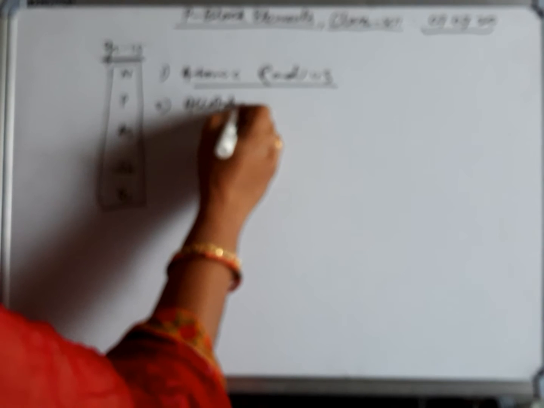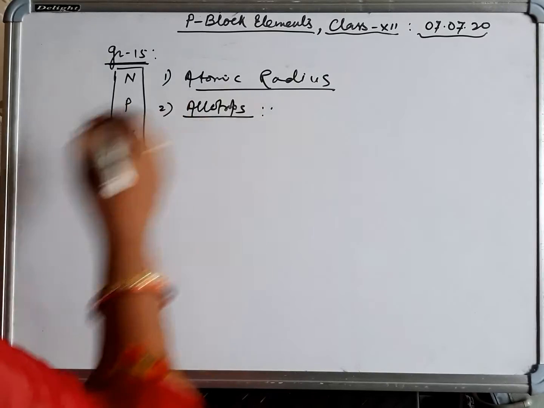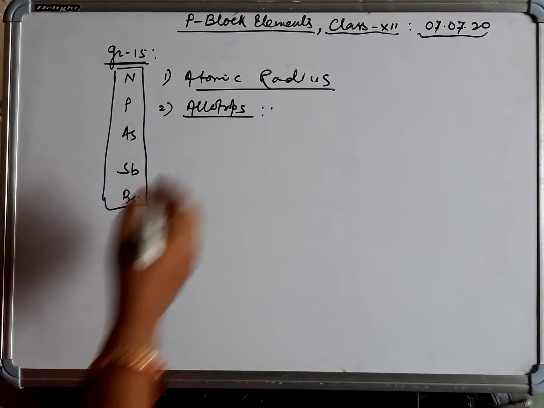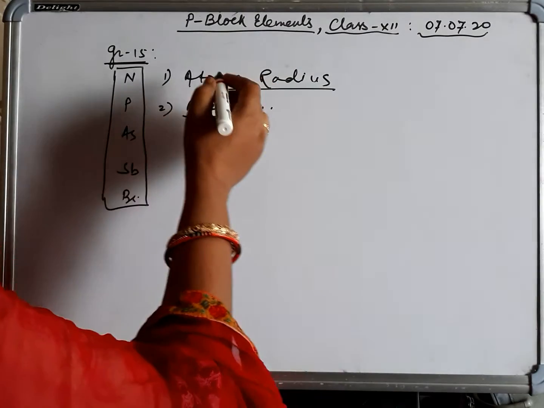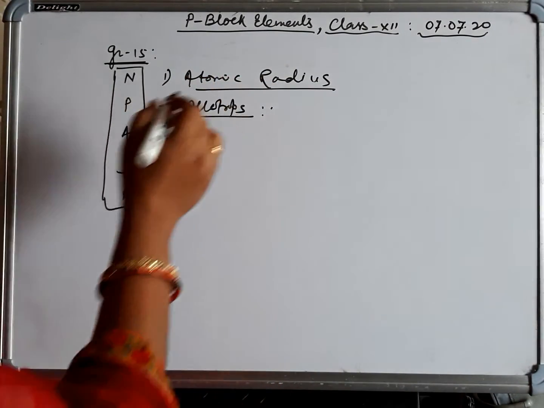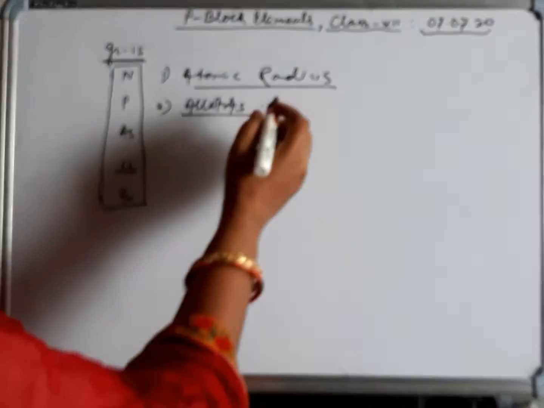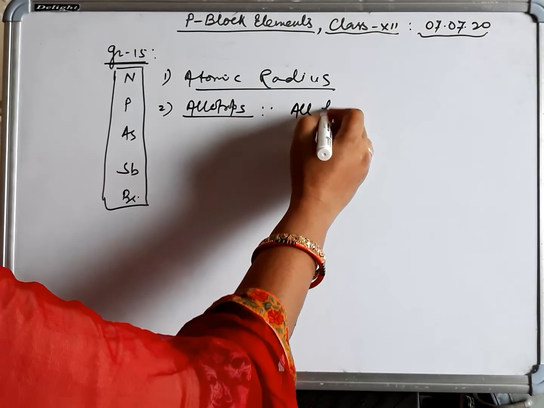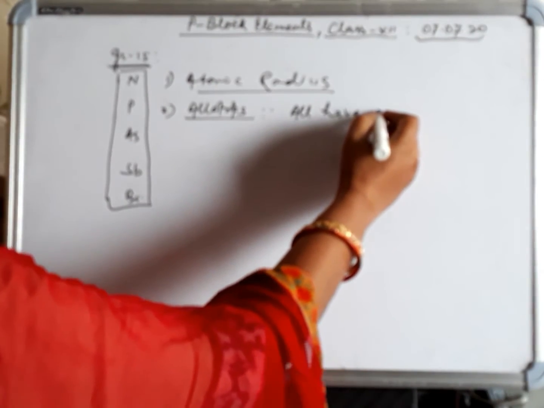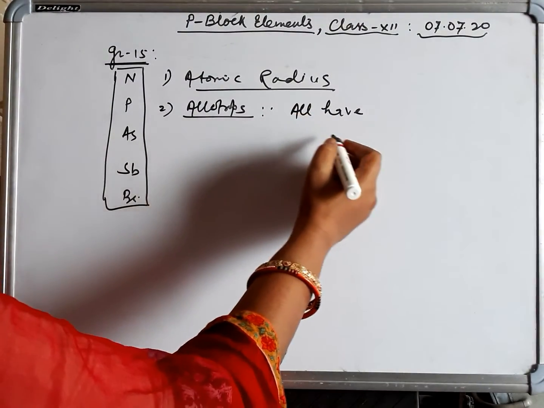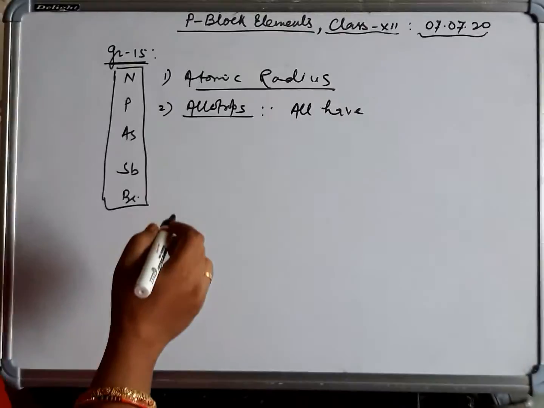allotropes of members of this group. All show allotropy except nitrogen and bismuth. So let's discuss the allotropes, because we have already discussed the atomic radius and isotopes, not the allotropes. Sorry, we have discussed the allotropes. All show allotropy.